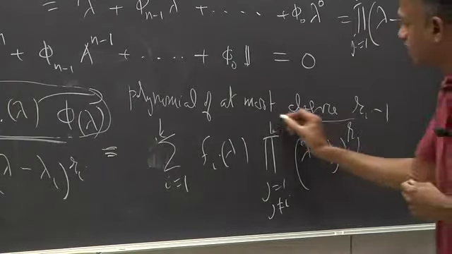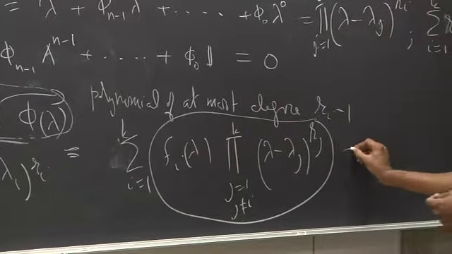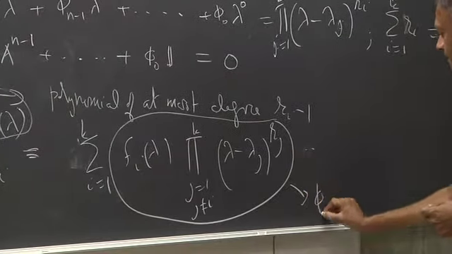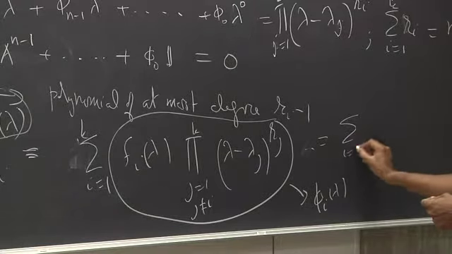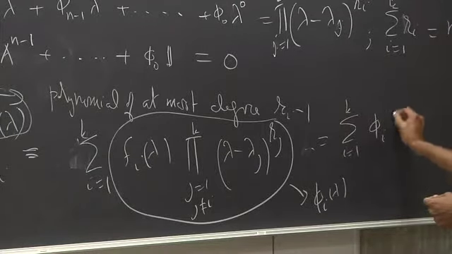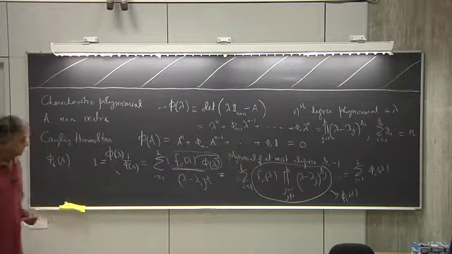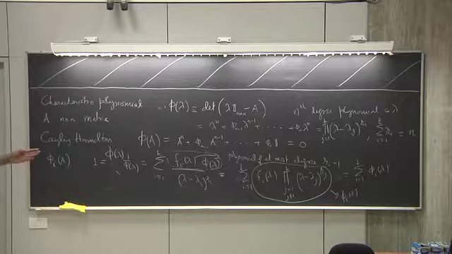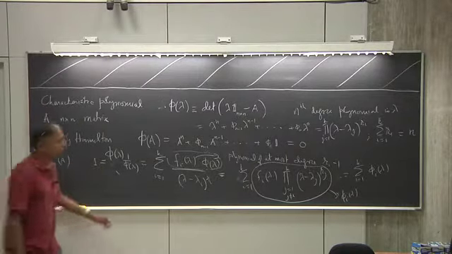And then we gave a name to this whole thing. It's some polynomial. We just called it phi_i of lambda. So therefore this becomes sum i equal to 1 to k of phi_i lambda. So this was an identity, right? It was just a complicated way of writing 1. But nevertheless, what was the use of that?